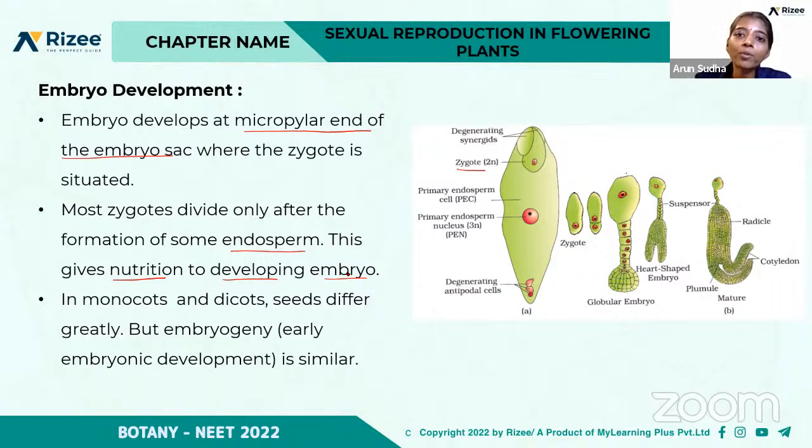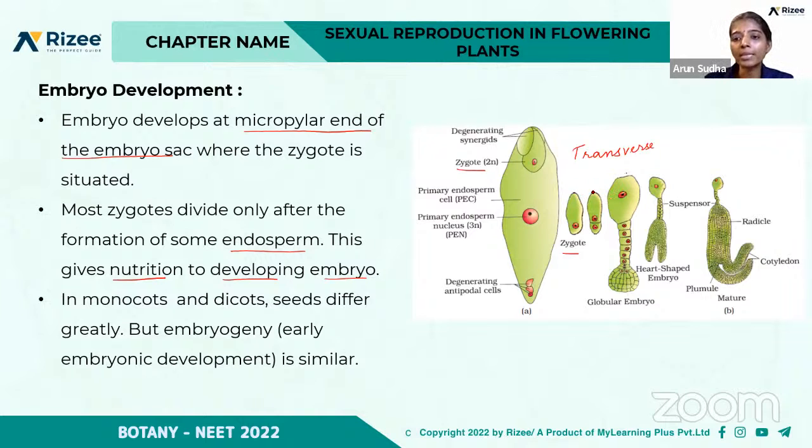But if you see the embryogeny, so what is embryogeny? That is the early development of embryo. From the zygote, it forms an embryo, right? So this early embryonic development is similar in both monocots and dicots. So what is happening? How is the embryo formed? First, the zygote divides into two. That is transverse division. The first division is the transverse division, and it forms two cells.